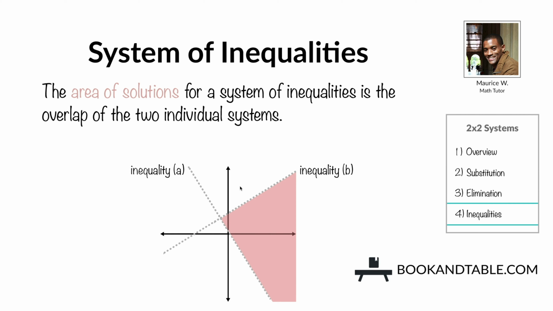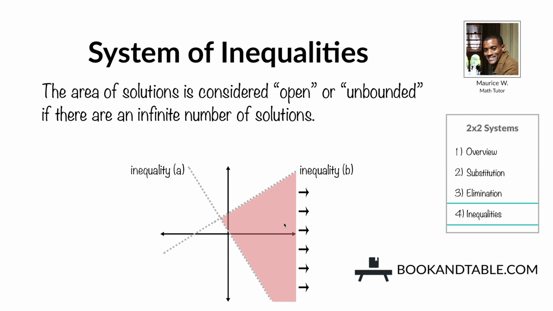Now this coordinate plane stops here, but the solutions would continue in this direction. The area of solutions is considered open or unbounded if there are an infinite number of solutions. So since these points continue in this direction, in the positive x direction, then this system is considered open or unbounded. So in this section of the chapter, we'll walk through an example and complete a few practice questions for open or unbounded systems. And then to wrap up the chapter in the next section, we'll have a look at bounded systems.